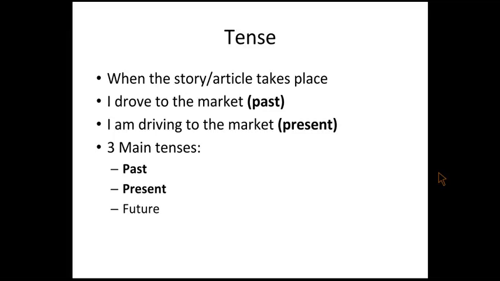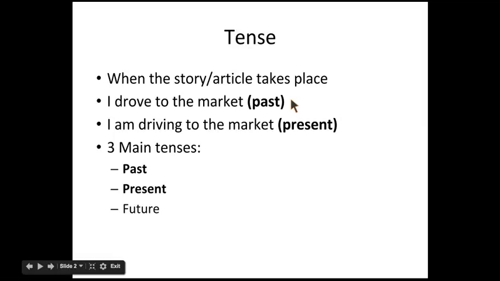First of all, tense. What is tense? Tense is when the story or article that you're reading takes place. Did it happen in the present, the past, or the future? So here are examples of one sentence with the same action in two different tenses.